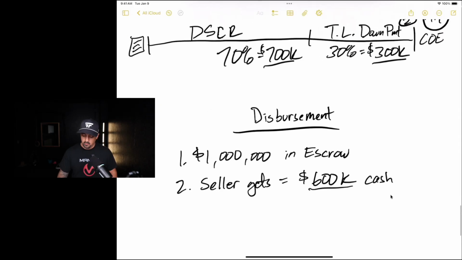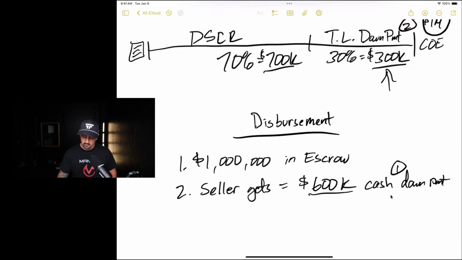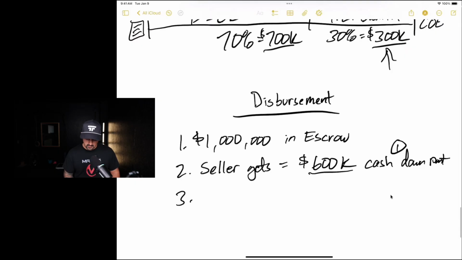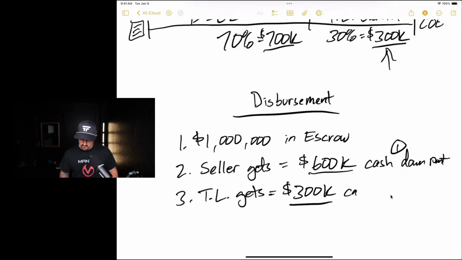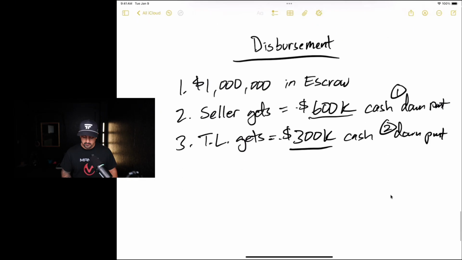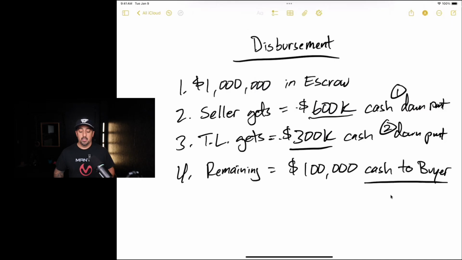So now you owe 300,000, the other down payment. So the transactional lender funded in 300,000. So number 3 is the transactional lender gets 300,000. And that's also cash because that's the cash they put in for their down payment. So that down payment is now returned. So you have minus 600 minus 300. Now that leaves a remaining amount of 100,000 cash to buyer. Now this is how we close deals: zero out of pocket or positive cash to the buyer.